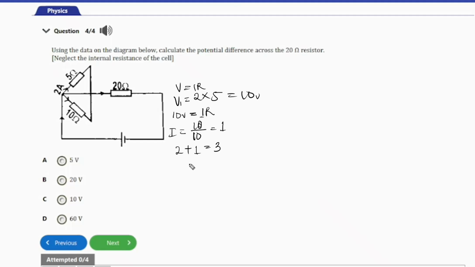So if 3 amps is the current getting to the 20 ohm resistor, we can now calculate V2, that's the voltage across the 20 ohm resistor. So V2 is equal to I2 times R2. In this case, V2 will now be the current, which is 3 amps, times the resistance, which is 20 ohms. So 3 times 20, guys, is 60 volts, and that's the answer to this question, option D here.